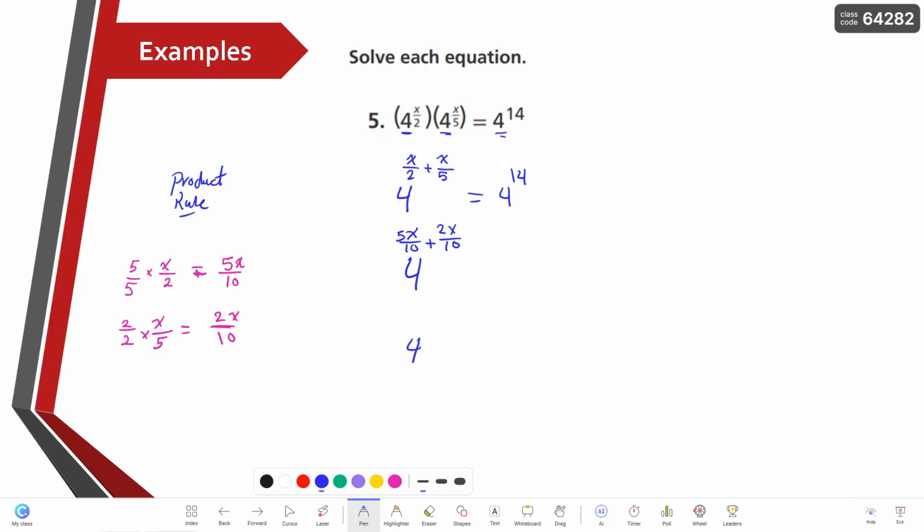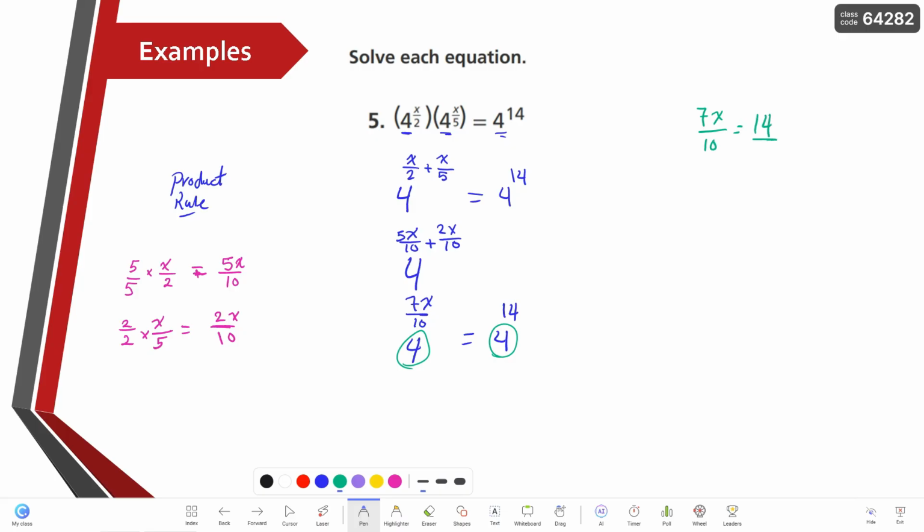So this would be equal to 4 raised to, and once we have the same denominator, I'm going to write the same denominator and add the numerators together. 5x plus 2x would be 7x over 10, equal to 4 raised to 14. So what is the upcoming step? Once we have 4 and 4, and the two sides equal each other, that means either our base might be 0, and obviously here it's not 0, or the exponents are the same. So I'm going to use the second option, which is that the exponents would be the same. So 7x over 10 is equal to 14.